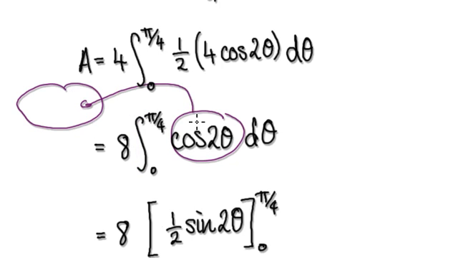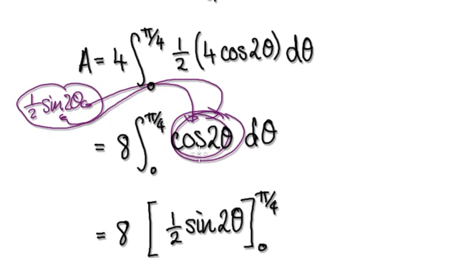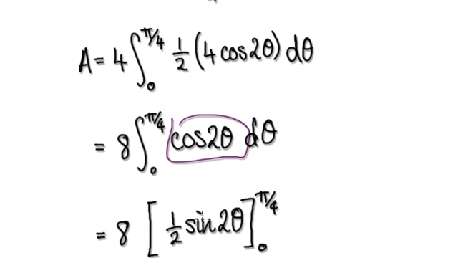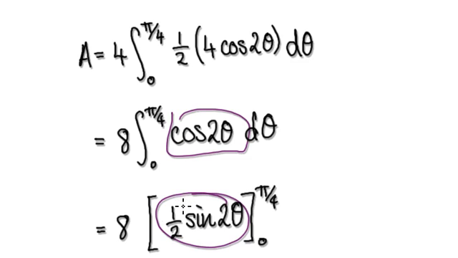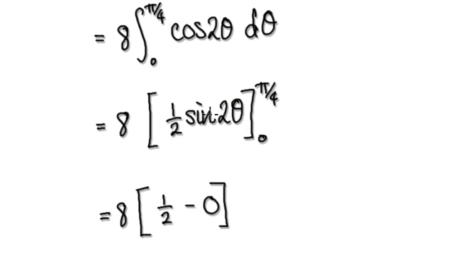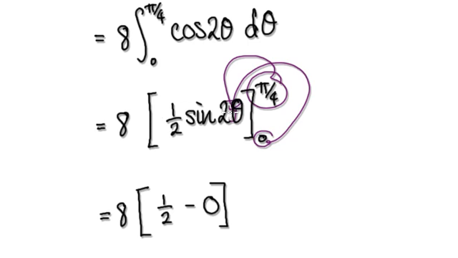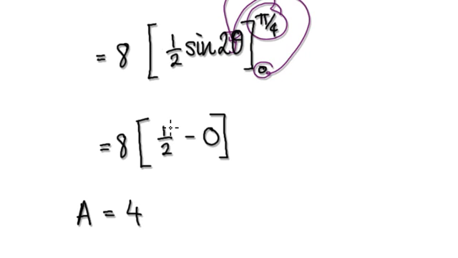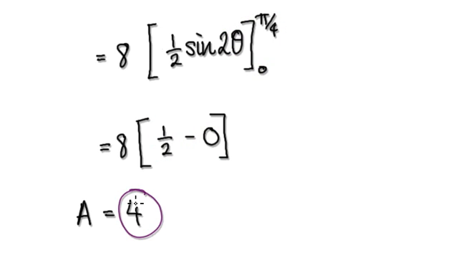Something differentiates to this. Well, if you make a guess, half sine 2 theta. If you differentiate this, it will give you this. Well, integrate this, it will then give you this. So now it's just a matter of you putting this into here, and then later putting this into here, and that would then be a half, take away 0. So overall the area would be 4.